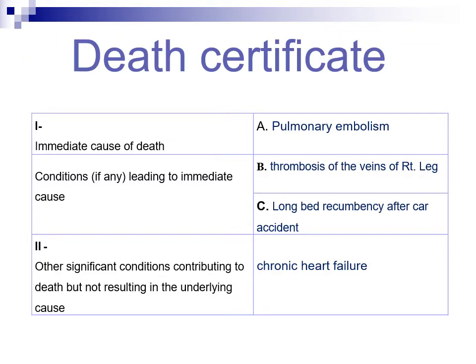So, in the exam, you must write this in this format. Don't mention only A, pulmonary embolism, B, thrombosis of the vein, C, long bed recumbency. You must mention the title of each item. You must mention immediate cause of death, A, and write your answer. Condition, if any, leading to immediate cause, B and C. Part 2, other significant conditions contributing to death but not resulting in the underlying cause, and write your answer. Don't forget to write the titles of each item.